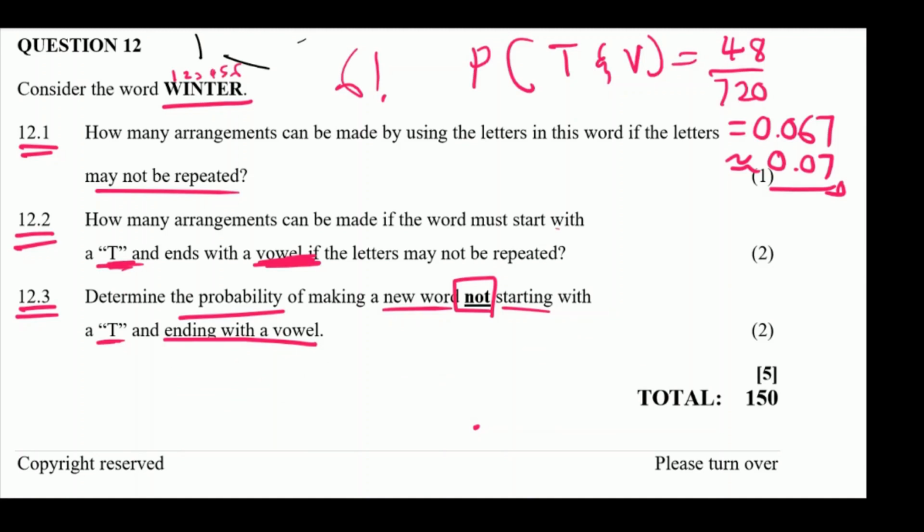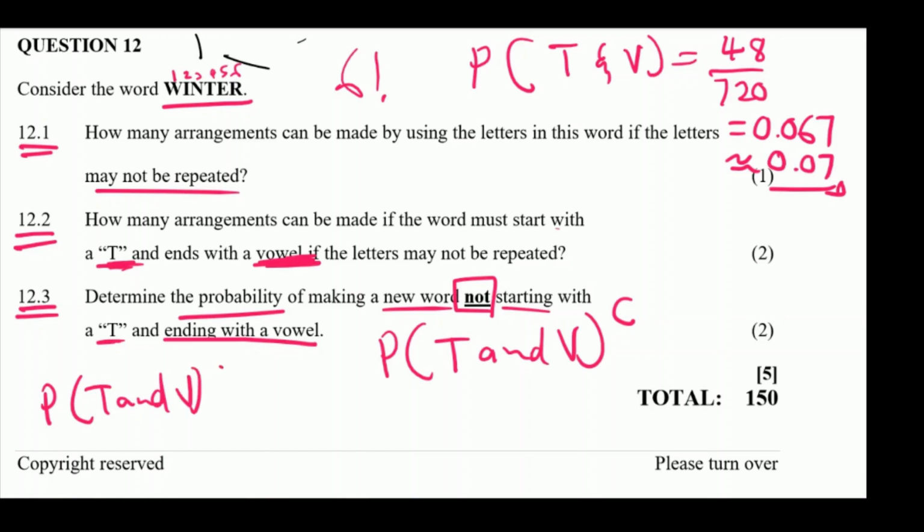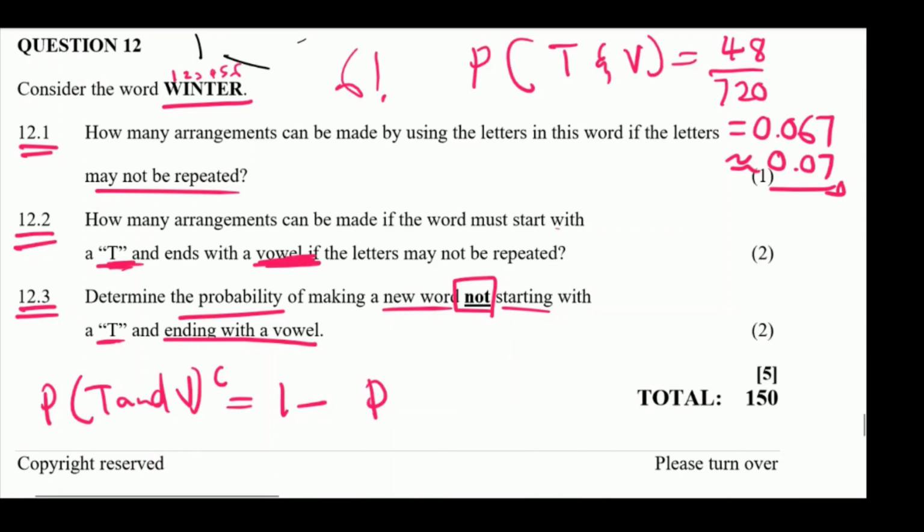But the question says that we want a probability that your word does not start with a T and does not end with a vowel. So this is basically P of T and V complement, right? So that is the complement of T and V. So how do you find that complement? You say P of T and V complement is equal to 1 minus P. So it's going to be 1 minus probability of T and V, right?